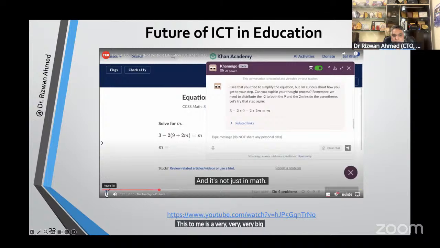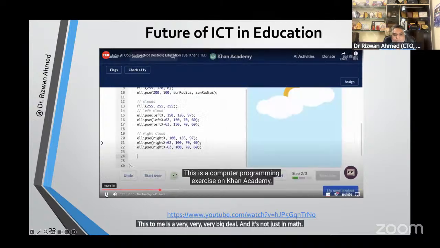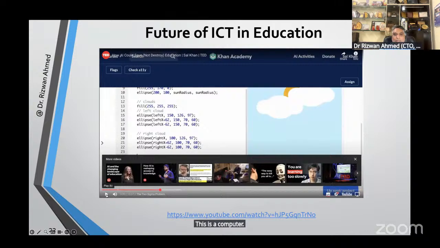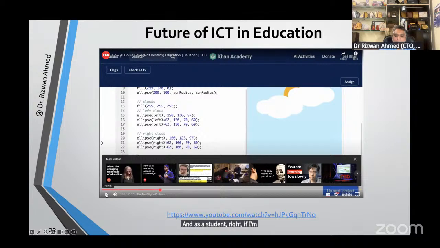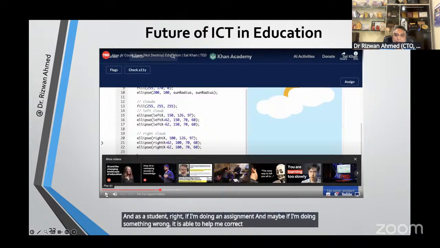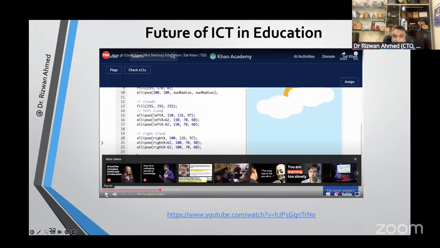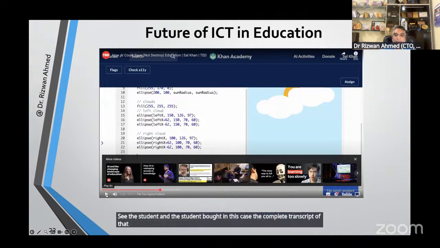And it's not just in math. This is a computer. So this bot, Khanmigo, what they have developed is basically running a large language model behind the scenes. And as a student, right, if I'm doing an assignment and maybe if I'm doing something wrong, it is able to help me correct what I'm doing wrong and things like that. And more importantly, there is an oversight by the instructor, and whatever exchange is happening between the student and the bot in this case, the complete transcript of that chat is accessible to the instructor.